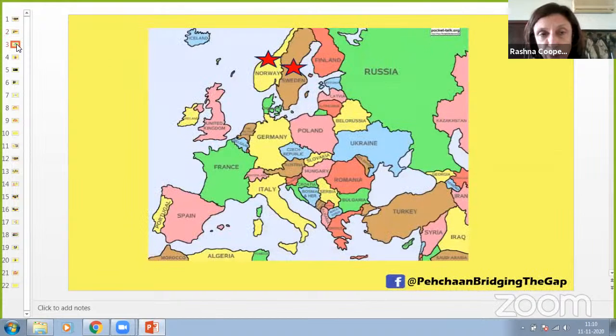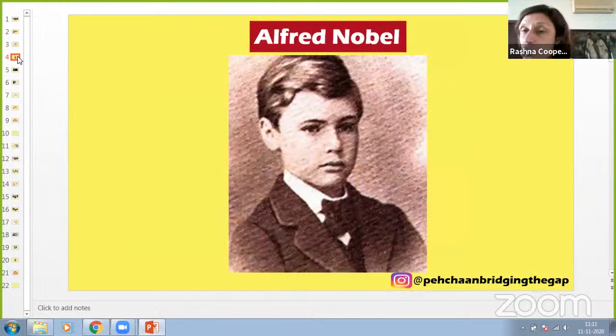Alfred Nobel was born in a country called Sweden. There's a star on Sweden in the north of Europe. This is the map of Europe. You can see how many countries there are. And in the north, we see two countries, Sweden, and at the side of Sweden, we see Norway. Right now, please concentrate on Sweden. Alfred Nobel was born in Sweden, and next slide, please, he was one of 8 children.